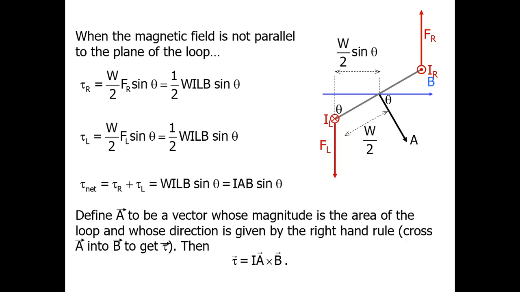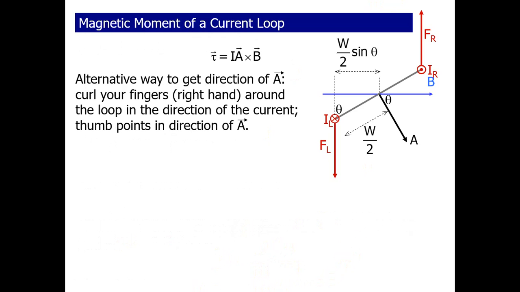Now see here, I define a vector A whose magnitude is the area of the loop and whose direction is given by the right hand rule. So tau is equal to A cross B. For the magnetic loop, tau is equal to I A cross B. An alternative way to get the direction of A: curl the fingers of your right hand around the loop in the direction of the current, and the thumb points in the direction of vector A. So this is our basic thing.